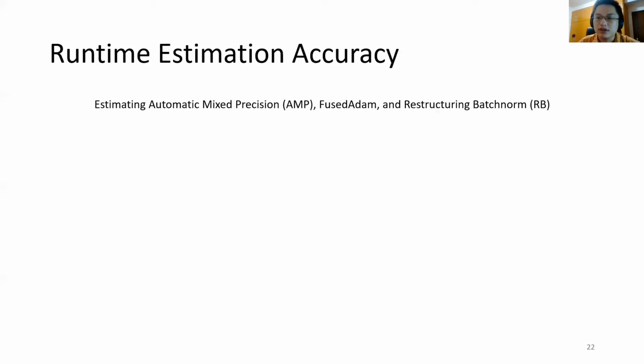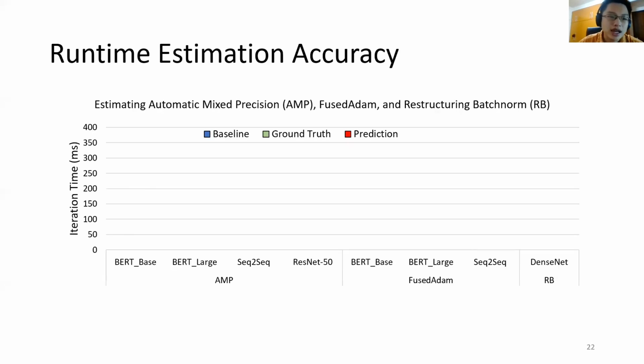We first show the evaluation of the three optimization techniques, which are automatic mixed precision, fused Adam optimizer, and reconstructing batch norm. The x-axis here shows the different combinations of optimizations and training workloads, and the y-axis shows the iteration time. So when using AMP on the BERT-based model, we achieve 1.54x speedup. And using Daydream, we predict this speedup to be 1.36x.